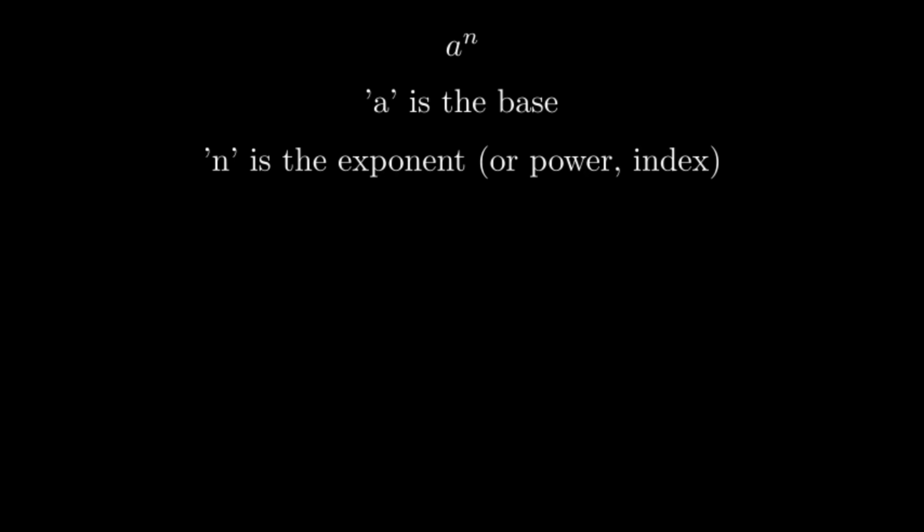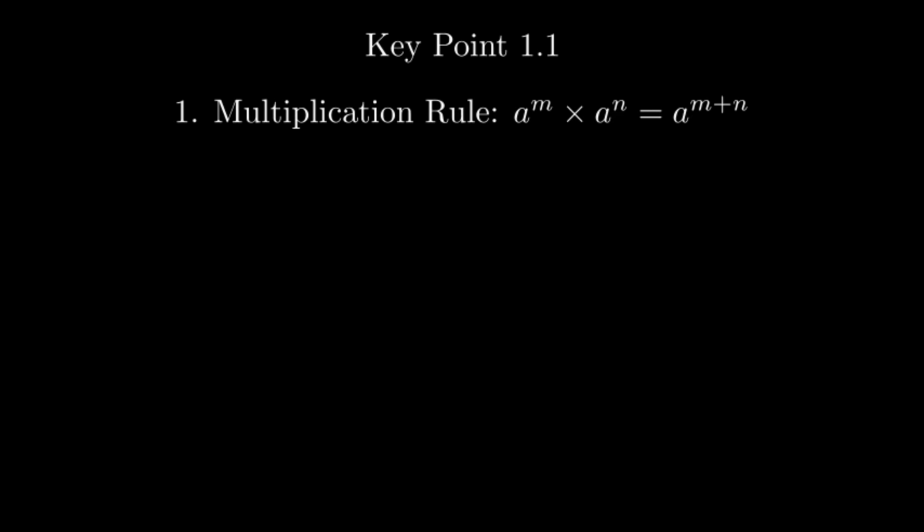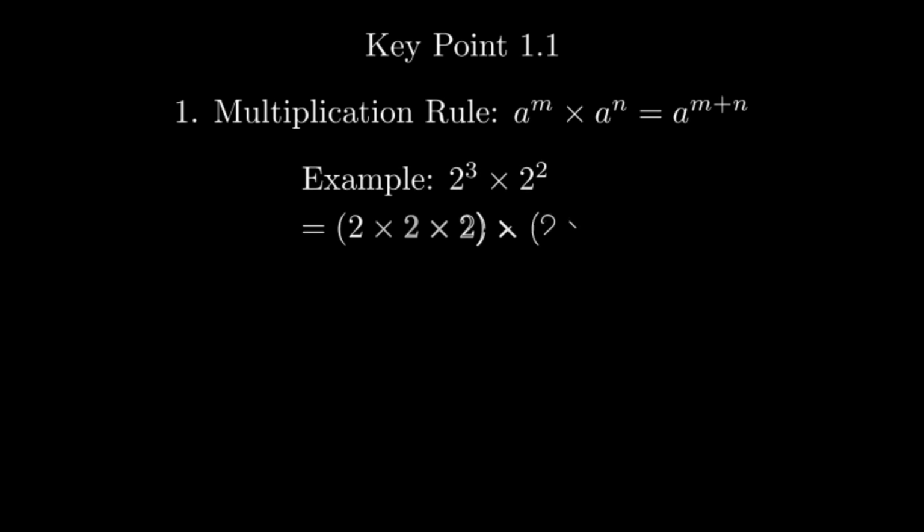Now let's look at our first key rule, the multiplication rule. It states that when you multiply two powers with the same base, you add their exponents. Let's see why this works with a simple example. Consider 2 cubed times 2 squared. 2 cubed is just 2 times 2 times 2, and 2 squared is 2 times 2. Altogether, we are multiplying 5 2's, which is 2 to the power of 5. Notice that 5 is simply 3 plus 2. So when we multiply powers with the same base, we add the exponents.